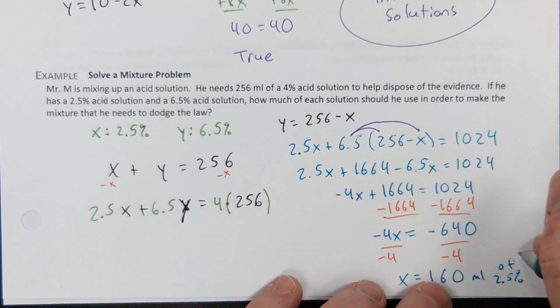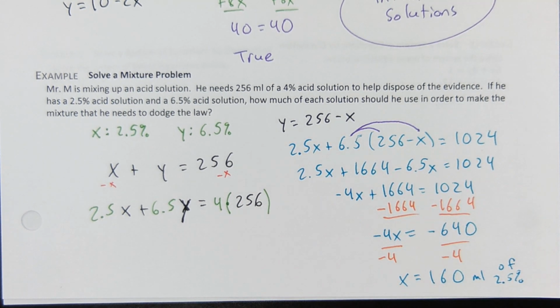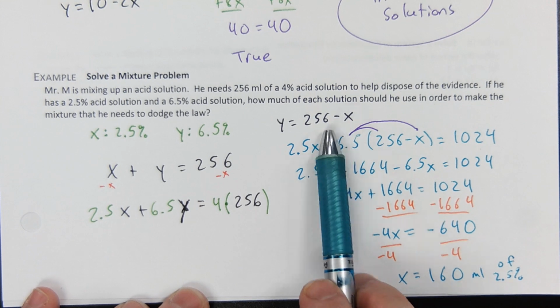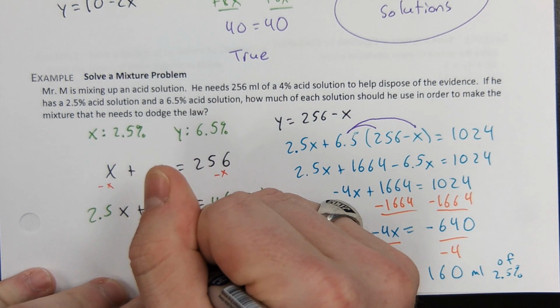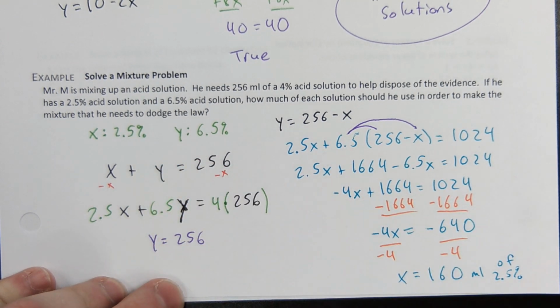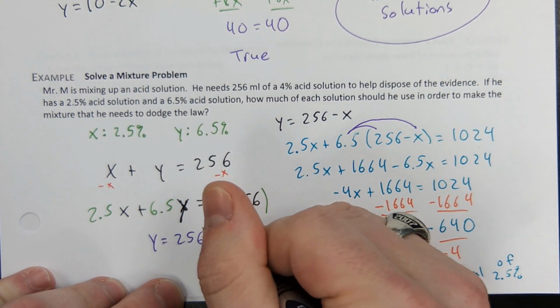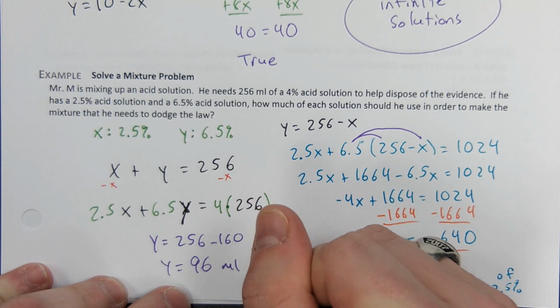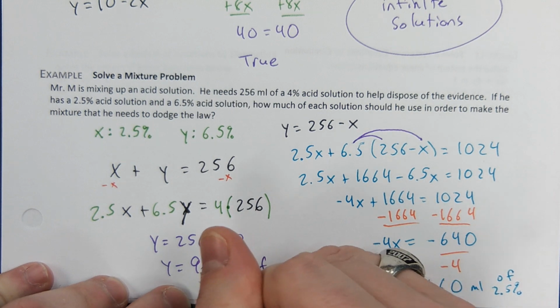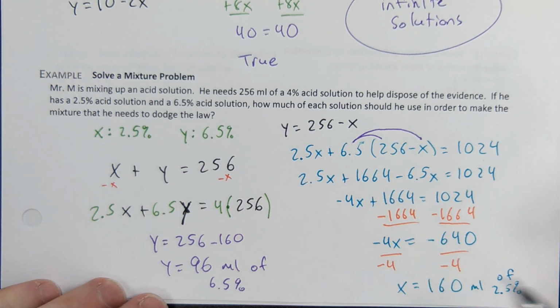Again, we're going to want to label these because on the word problems on the tests, if you don't have them labeled, you'll be getting down to that 50-50 chance at the end again. And we don't want you to have to guess. Okay? So if you know that x is 160, you use it right there to solve for y. And y is 256 minus what we got for x, because that's what it says, minus 160. Y is 96 milliliters of the 6.5% solution. And there it is.